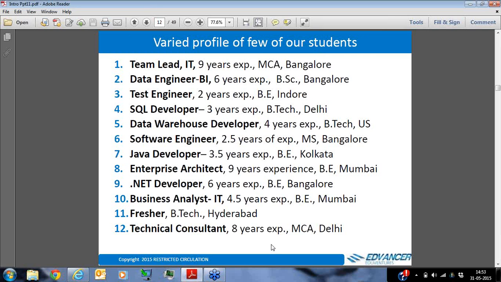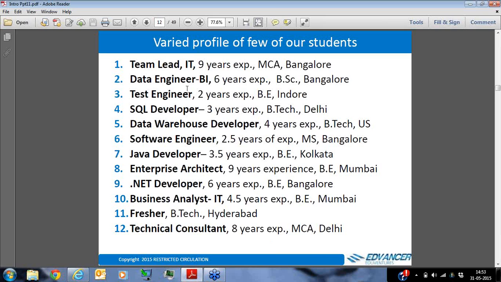So I just want to take you through a few profiles of our past students in order to enable you to understand who does this course, what kind of people do this course. Because I am sure a lot of you will have questions as to whether you are suitable for Hadoop or whether you are suitable enough to do this course or not.